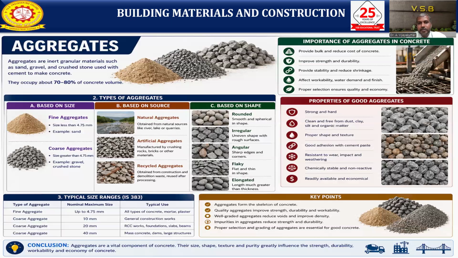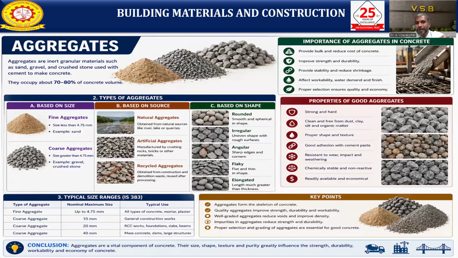The next classification is based on shape. Rounded aggregate has a smooth, spherical periphery. Aggregate with an irregular, uneven shape, rough surfaces, and sharp edges or corners is called angular aggregate. Flaky aggregate is thin in shape, and aggregate whose length is much greater than its thickness is called elongated aggregate. Then, what is the main importance of aggregate in concrete?